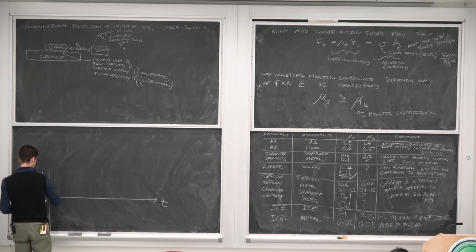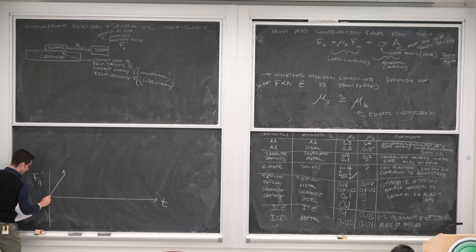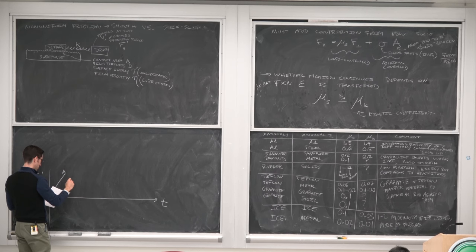So at the beginning, we're stuck. We'll call this point A. We're going to start at point E. Sorry, E stands for equilibrium. We start at point E, we're going to go up to point A, and at point A, a few different things can happen.